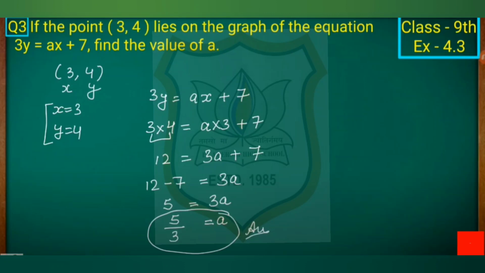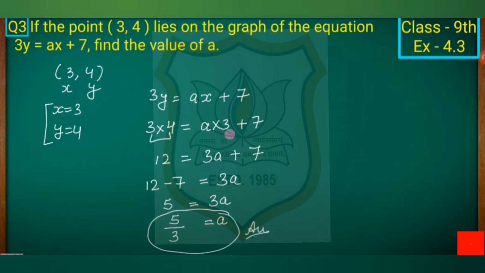We have to just put the value of x and y in the above equation. Here we have put the value y equals 4, and instead of x we have put the value 3, and plus 7. Here 3 fours are 12, a into 3, 3a plus 7.